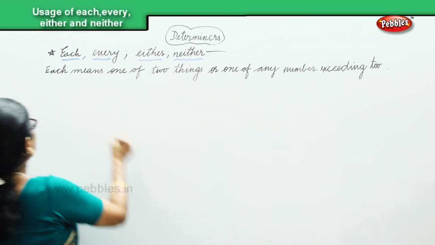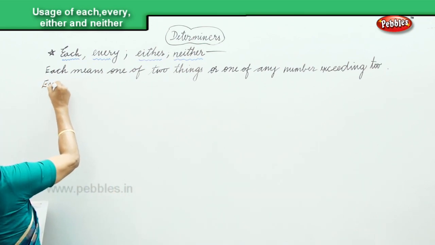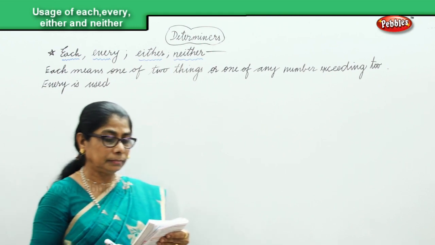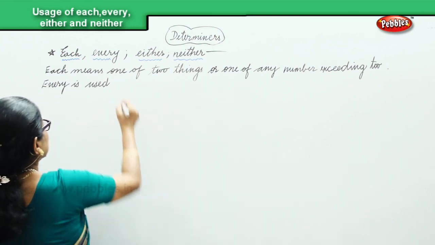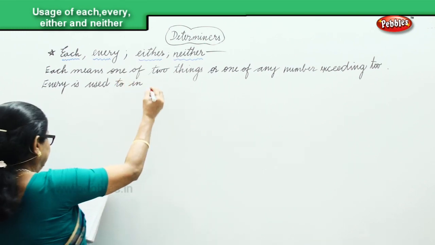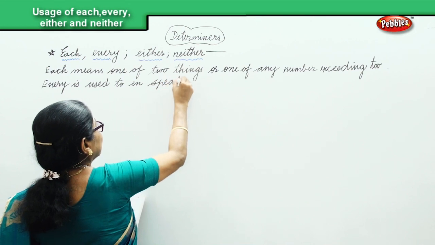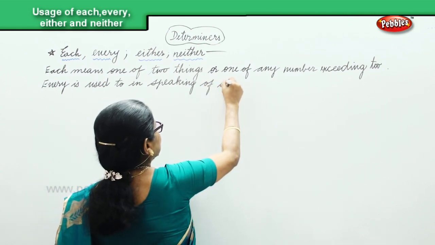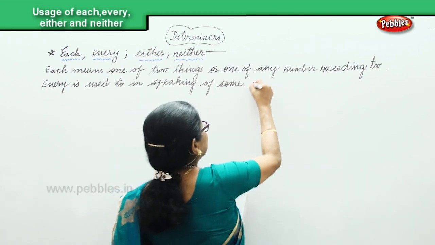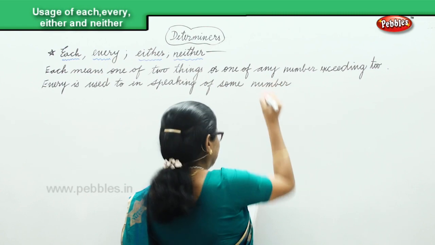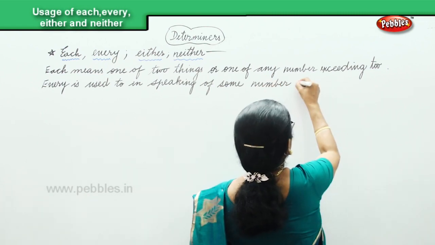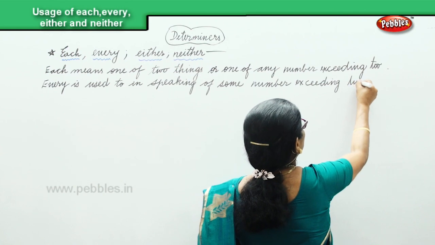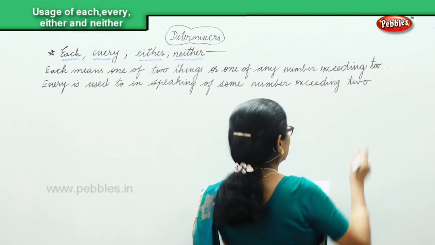Every is used in speaking of some number exceeding 2. Exceeding 2. Okay?